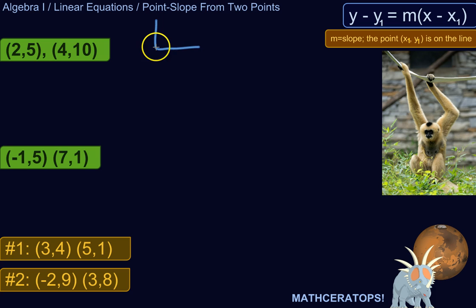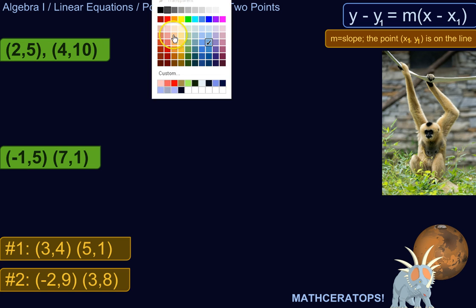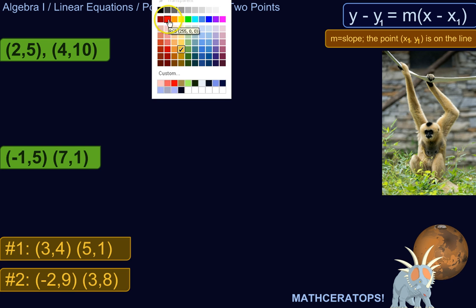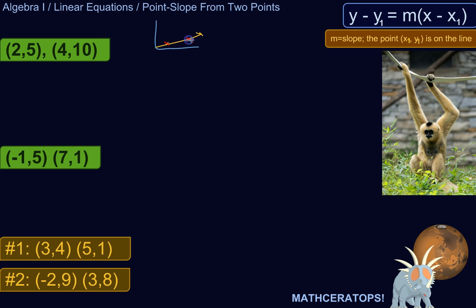You would just pick a couple points on the line and get the coordinates, and then from there you would write the point slope form. So I'm just giving you the points, and okay, so we'll use that to write the point slope form.